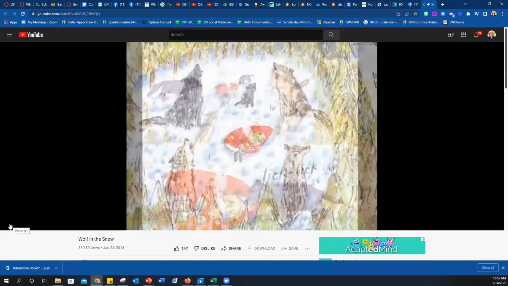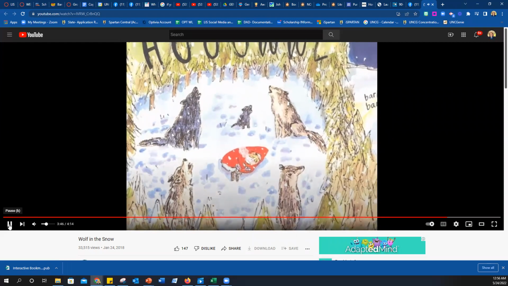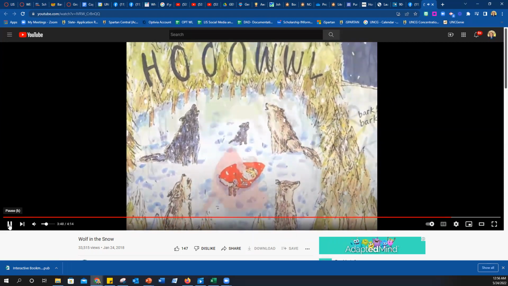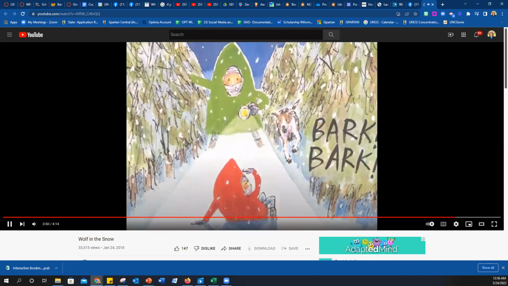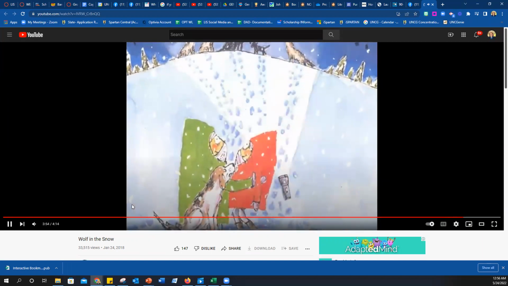The little pup says, she saved me. Let me see if I can help save her. And all the wolves are kind of howling, although that would be scary to me. The dog's barking, and look who shows up. It's either mom or dad. We don't know who, right?